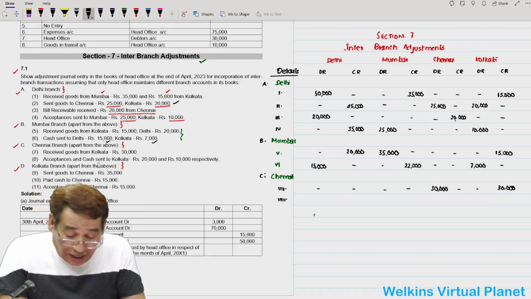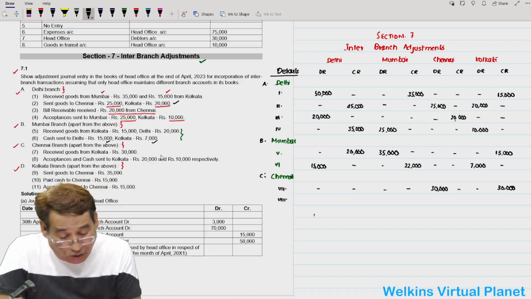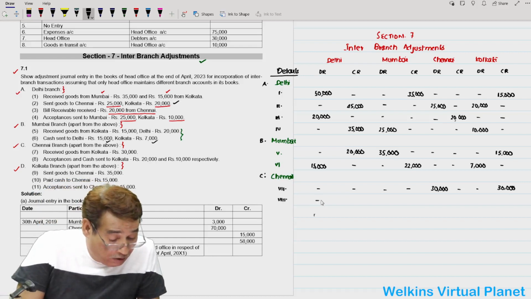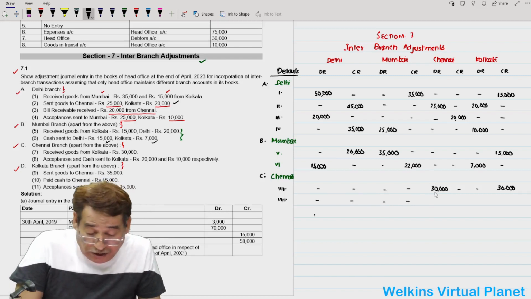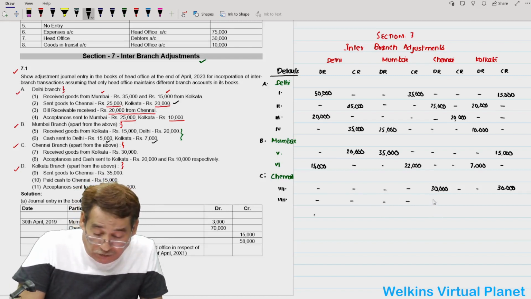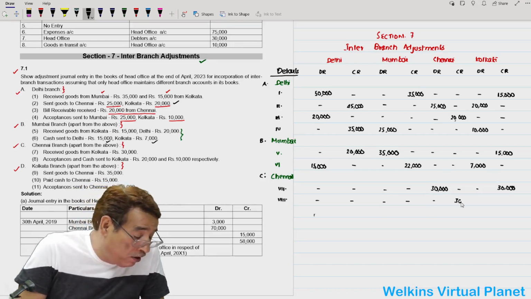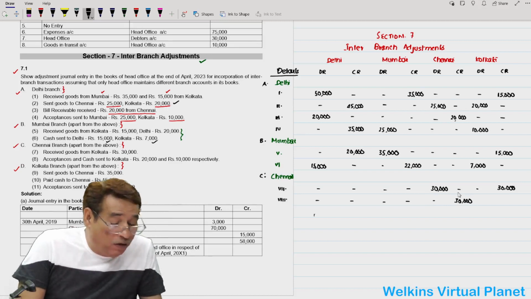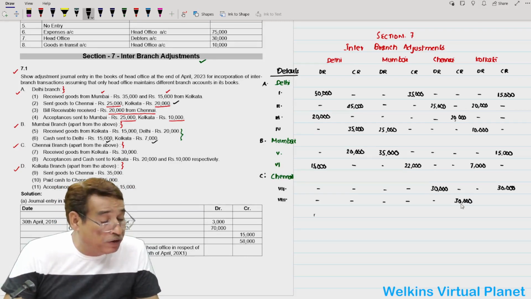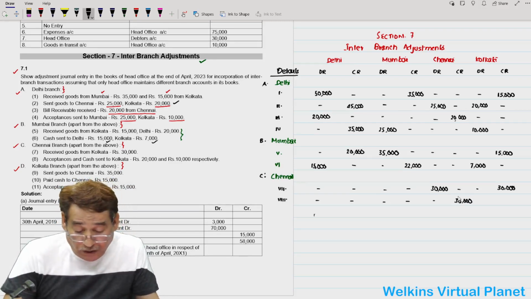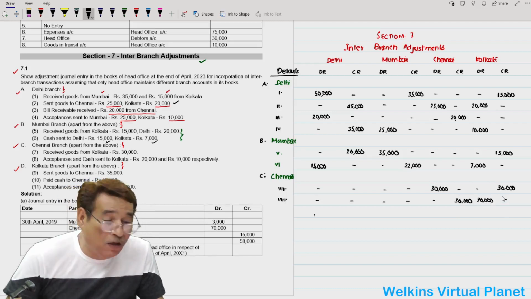Transaction number 8. Acceptances and cash. That means bills payable and cash sent to Kolkata. Chennai branch has sent in total 20 plus 10, 30,000. So I will move into the column of Chennai branch. And Chennai branch is this time sending 20,000 worth of acceptances and 10,000 worth of cash. So total 30,000 worth of bills payable and cash sent by Chennai branch. So I will put it towards the credit side of the Chennai branch. However, Kolkata branch is the receiver branch. On the debit of Kolkata, I will write 30,000. Is it clear to you or not?